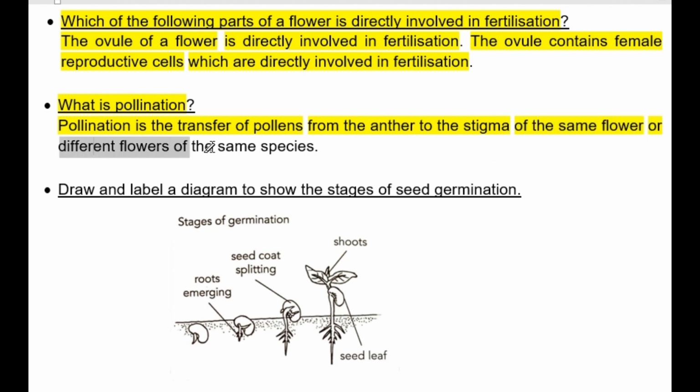Draw and label a diagram to show the stages of seed germination. Stage 1, roots emerging. Stage 2, seed coat splitting. Stage 3, shoots.